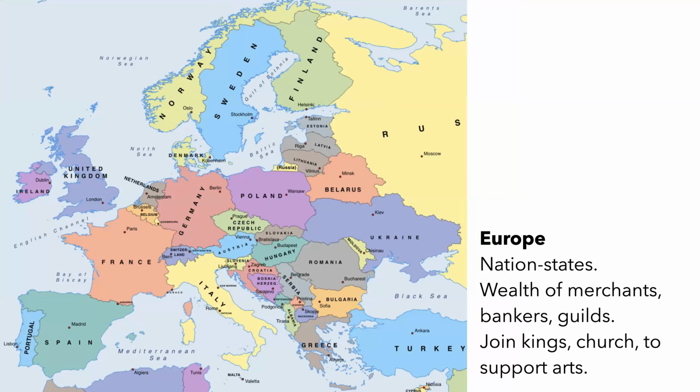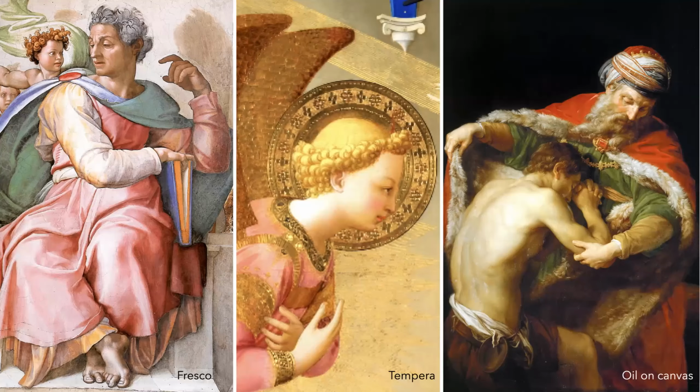Look in your textbook and, before you take a test, make sure you know what country is where. If we're talking about Flemish art, how does that fit in? Things like that, just so you're keeping clear on what's where.